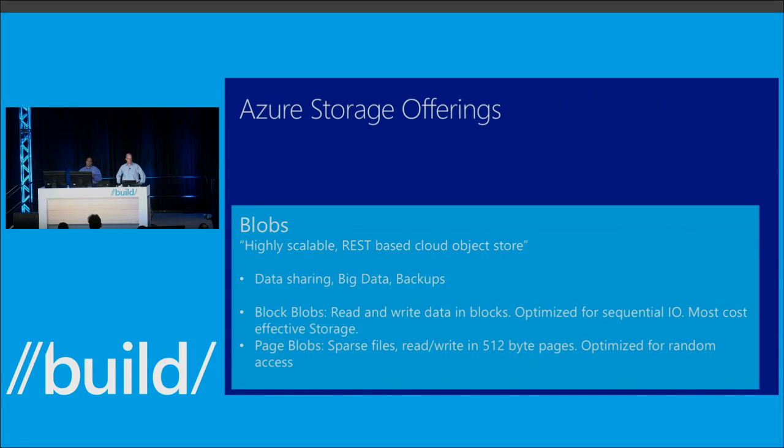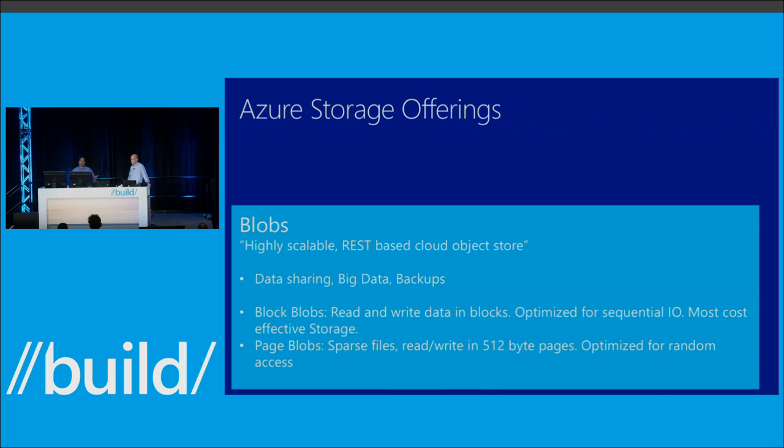For each of these abstractions, I have a one-line summary you can walk away with. In the case of blob, it's a highly scalable, REST-based cloud object store. It's where you'd store files. What you canonically think of storing in storage, you would store in blobs.